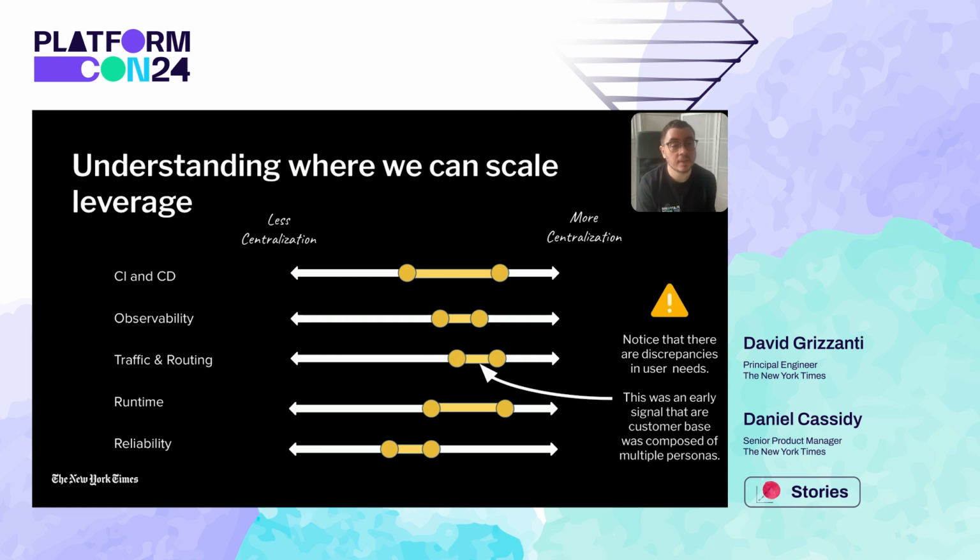It's important to note that we did see discrepancies in this round of user research, and those discrepancies signaled that we were dealing with multiple personas, all who had different levels of expertise around infrastructure, and different needs because the systems they were maintaining were different. And it's important to understand these personas as early on as possible because they can help make better trade-off decisions when you're deciding on where to invest in your platform.